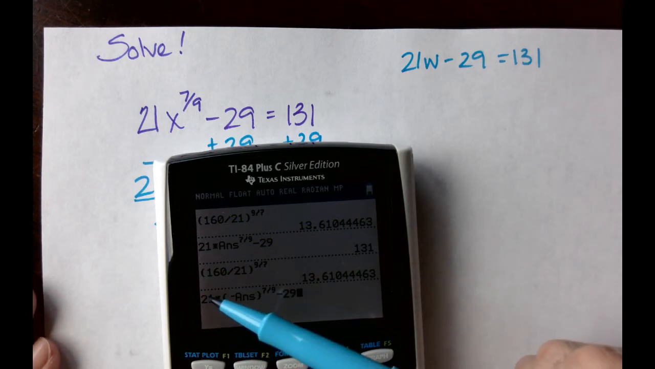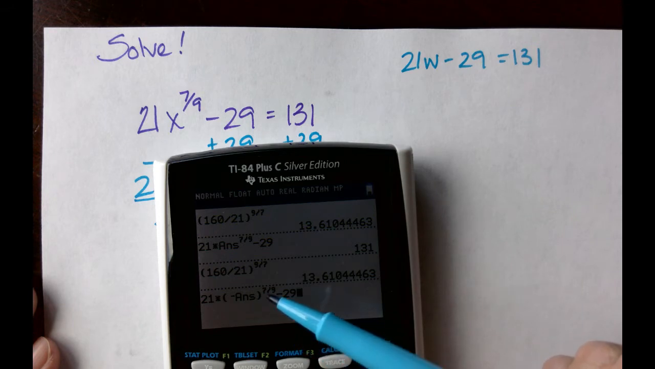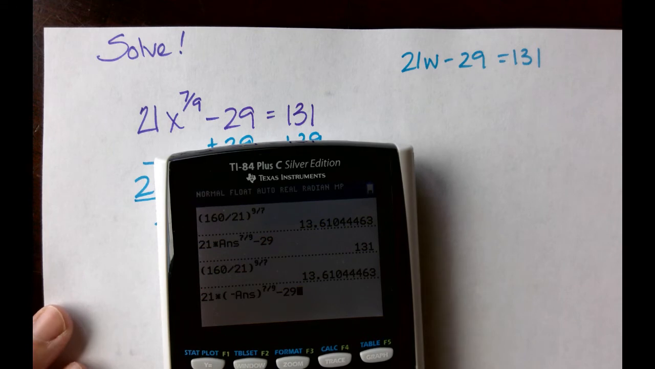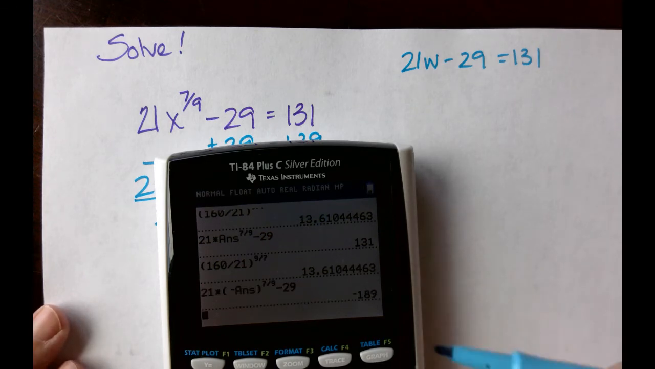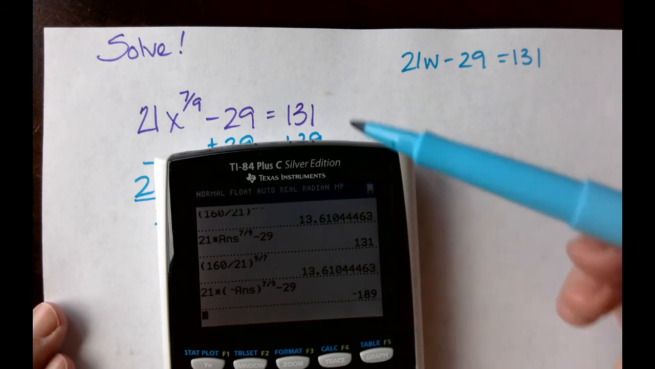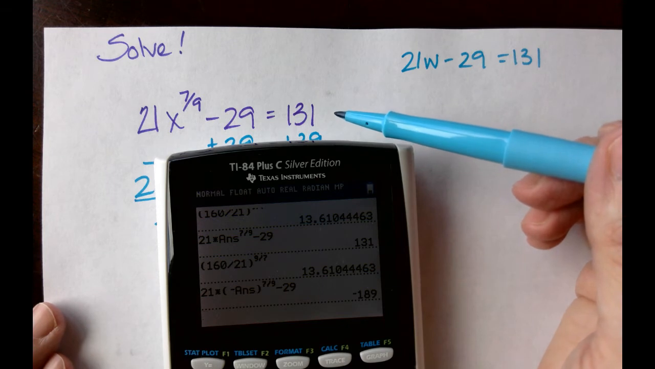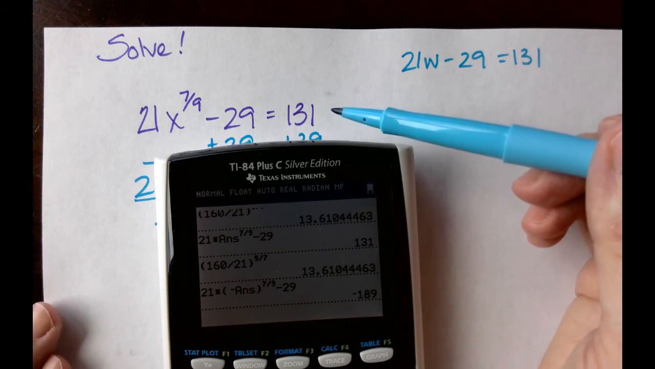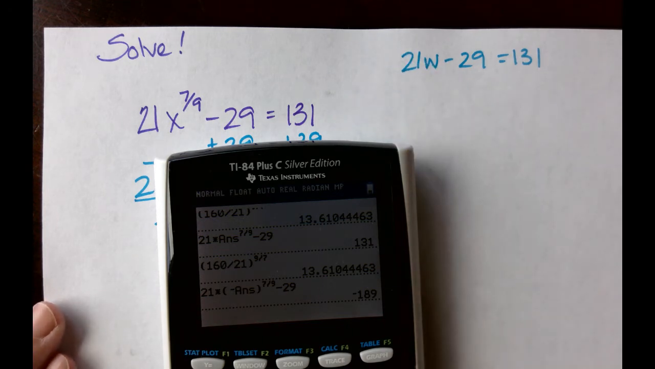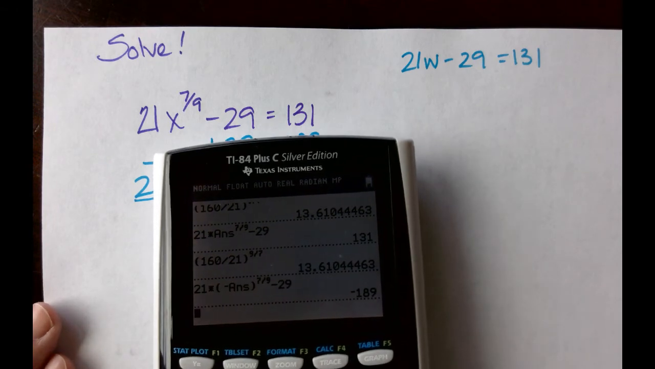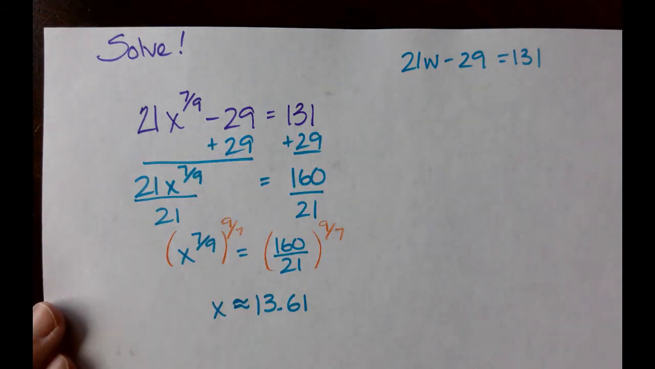So what I'm saying here is I'd like to do 21 times, maybe the negative answer works. Maybe Nicole is lying to me. I'm going to raise that to 7/9 and then subtract 29. When I tell it enter, I get negative 189. That is not the same thing as 131. And so hopefully you're believing me a little bit more that we did not need the negative answer here as well. You can also come back here and remember about the odds.